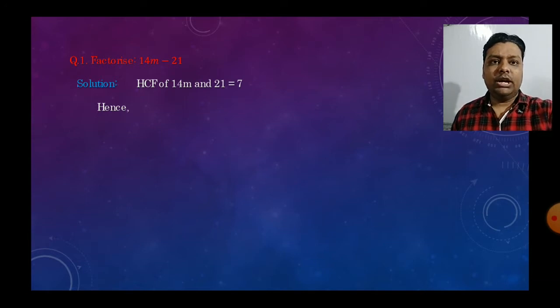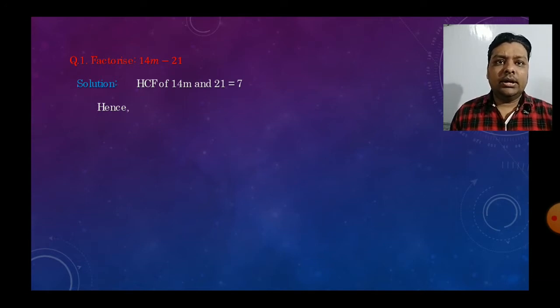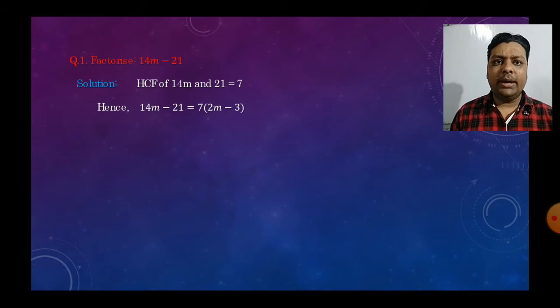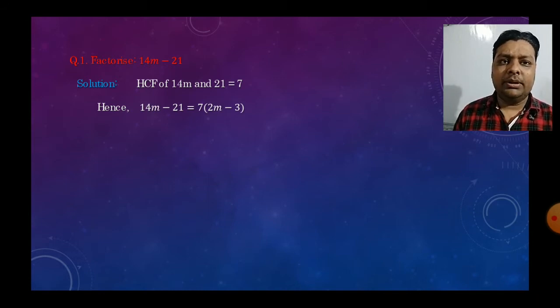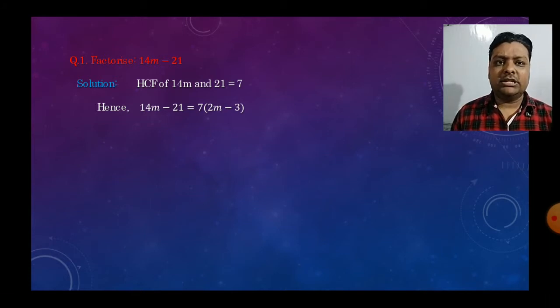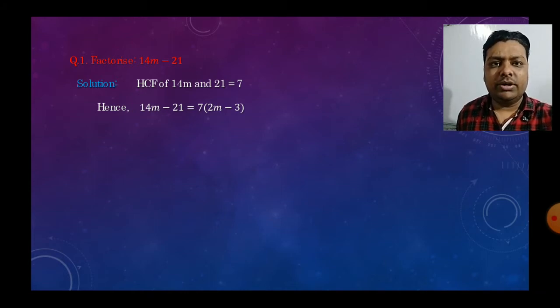If we divide both terms by 7, what do we get? 7 times 2 is 14 and 7 times 3 is 21. It means we can write 14m minus 21 as 7 outside, and in the bracket 2m minus 3. If we reverse it and check, multiplying, 7 times 2m is 14m and 7 times 3 is 21, the same. Now let's solve one more question.